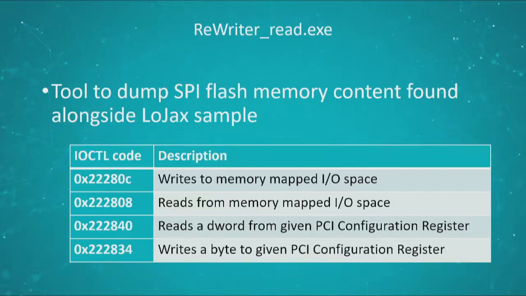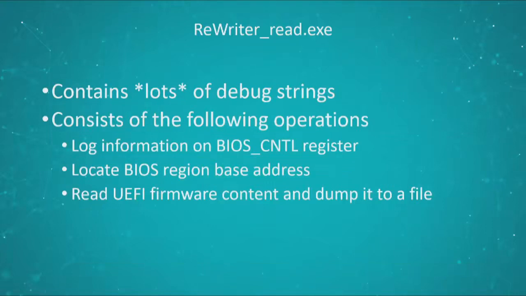It still uses the RWEverything driver and uses these 4 IOCTL codes to write and read memory mapped IO, and also to read and write PCI configuration registers. So the attacker will use this tool to dump the firmware of the machine. We, of course, reverse engineered it. There were a lot of debug strings, actually, so it kind of indicates that this tool was probably under heavy development. But it also helps us, because as reverse engineers, debug strings make your life a lot easier.